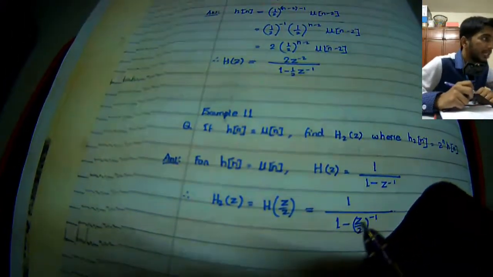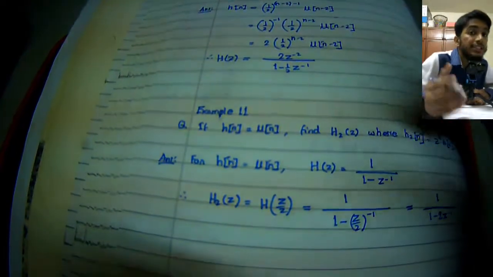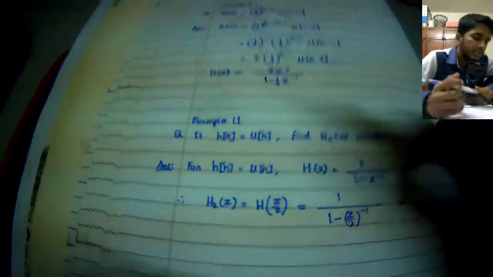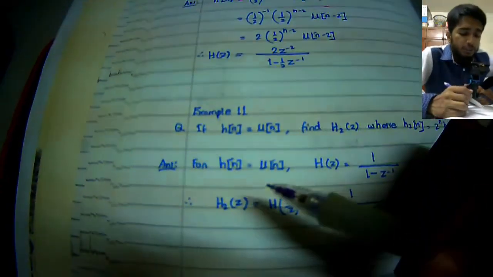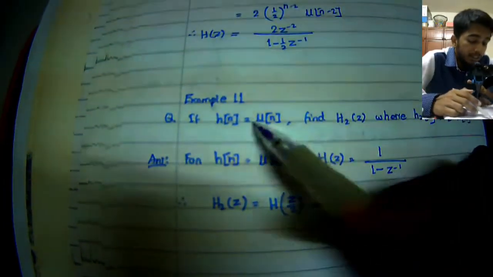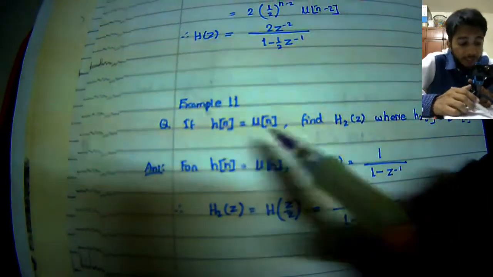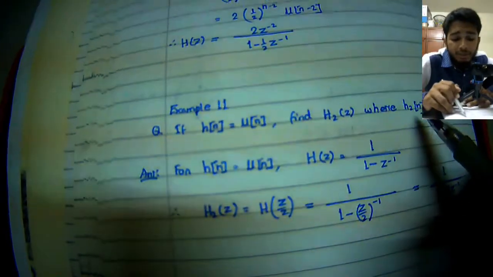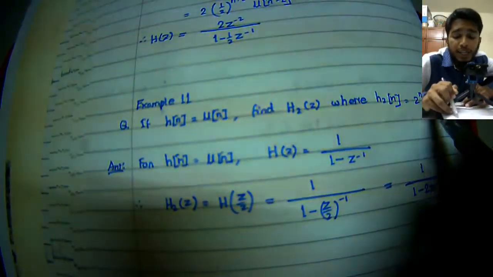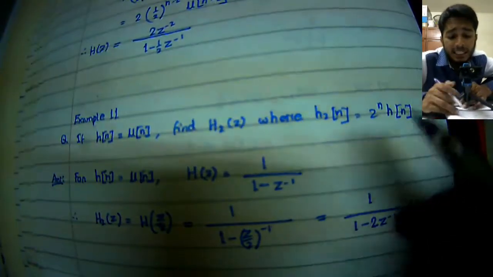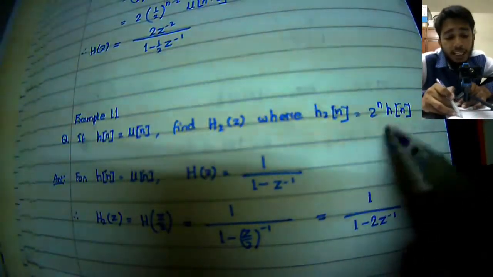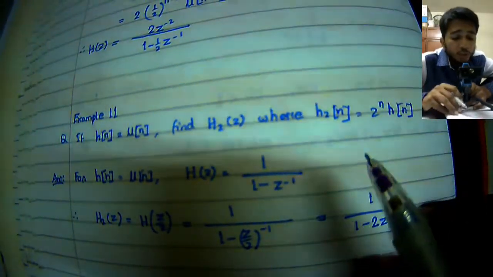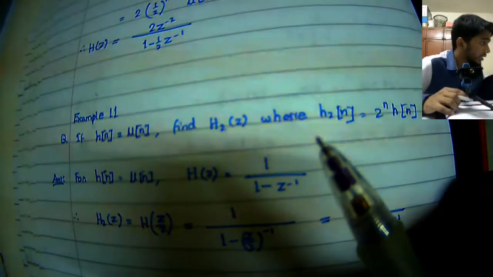Now, example number 11 is considering z-domain, scaling in z-domain. So let's see what we can do with scaling. For the first question, it's very simple. In example 11, if hn equals un, then what will be hz, where hn equals 2 to the power n hn. So it's basically the same function, but this time we have a scaling factor in the front.